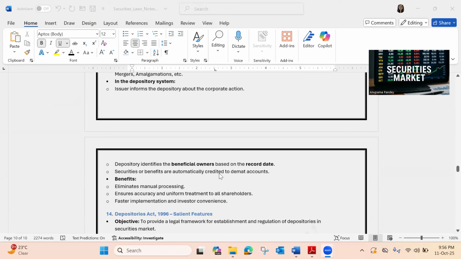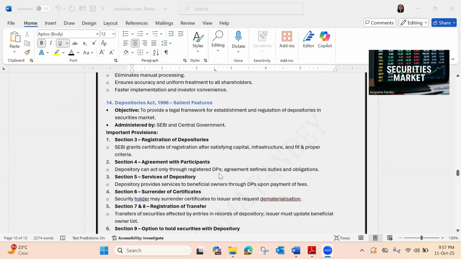So there is a record date concept in the practical world wherein before the corporate actions, all the eligible investors for the benefit are identified. इसीलिए एक record date fix की जाती है. Securities or benefits are automatically credited to the demat accounts. Benefits क्या होते हैं इनके? Eliminates the manual processing, ensures accuracy and uniform treatment to all the shareholders. Faster implementation and investor convenience is there.